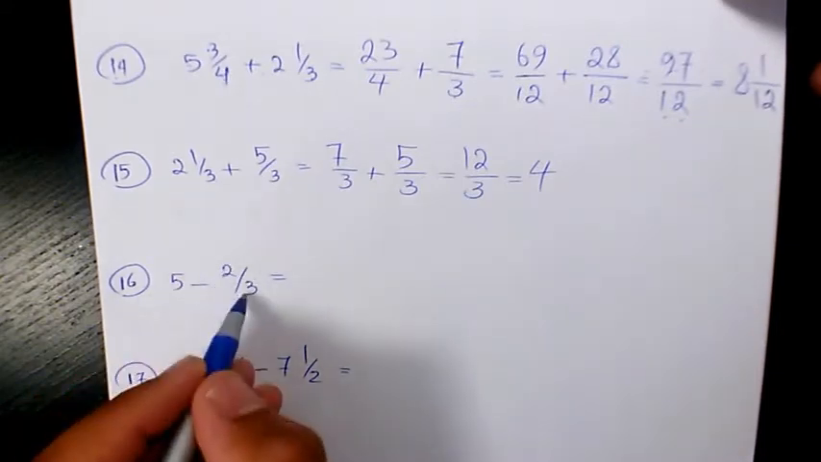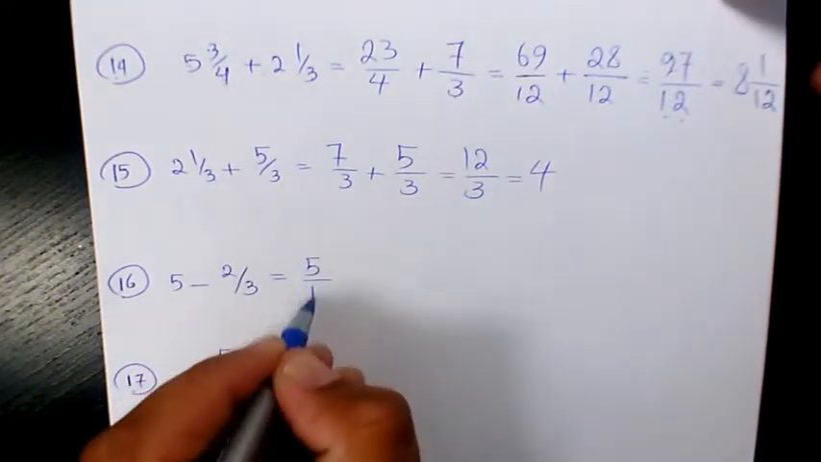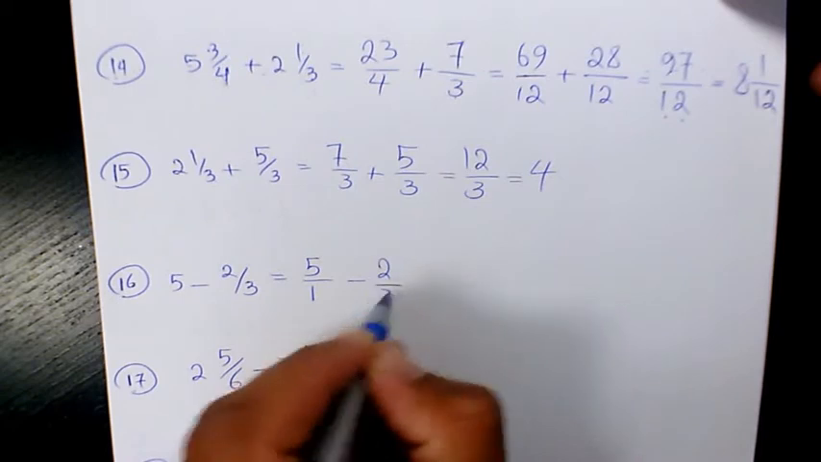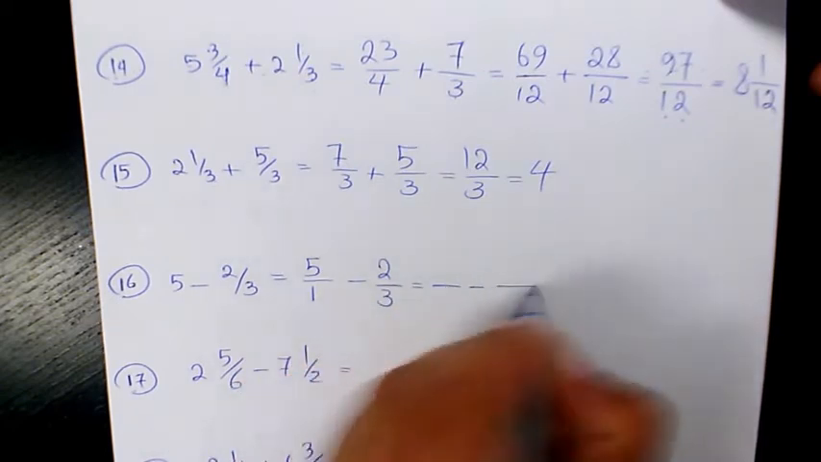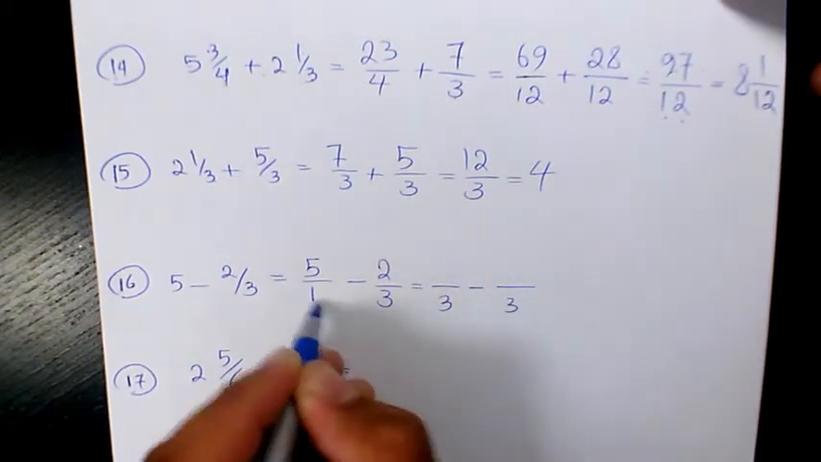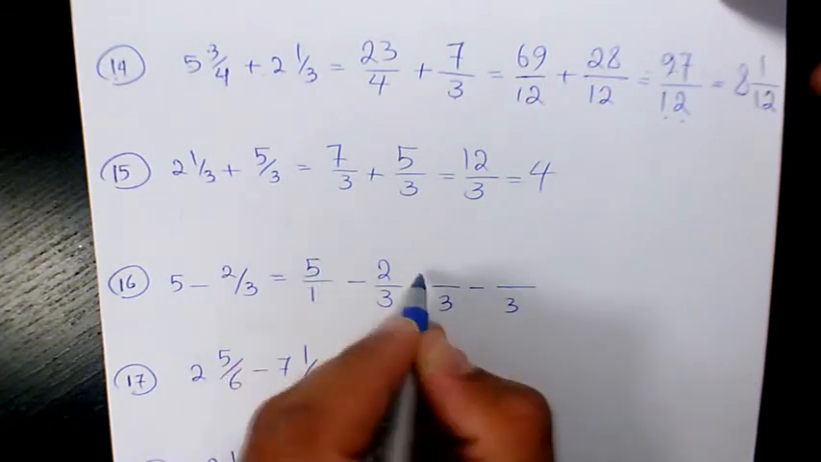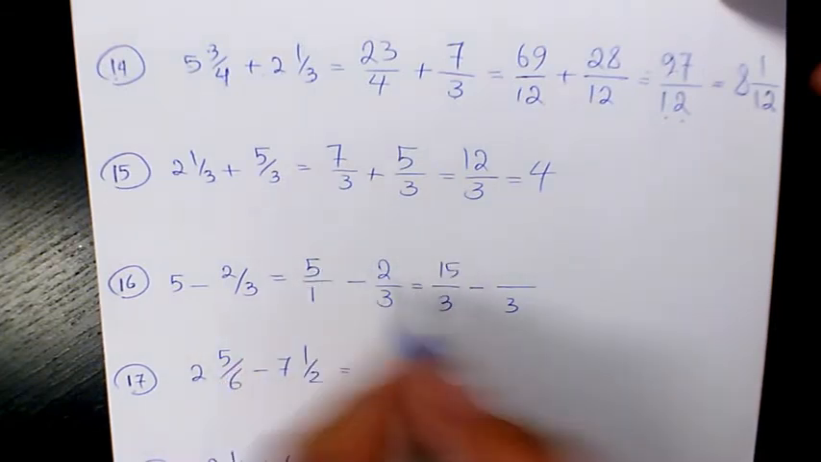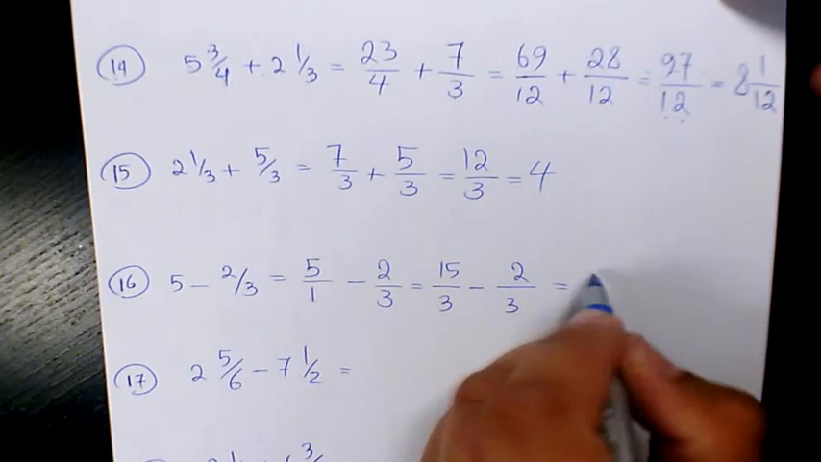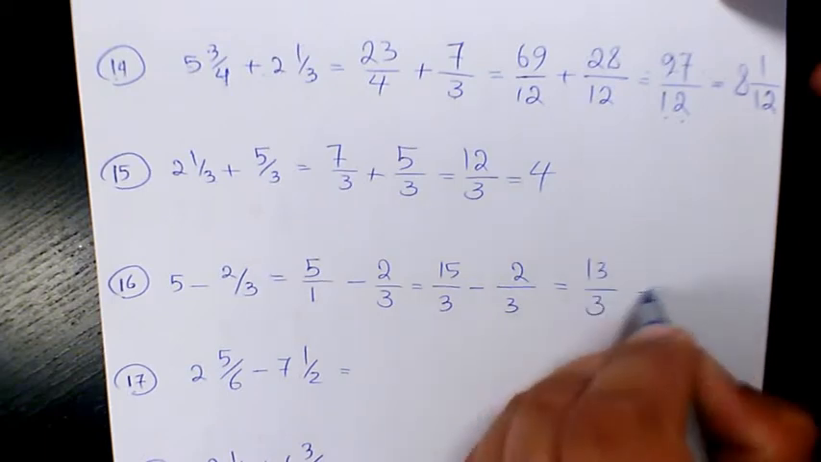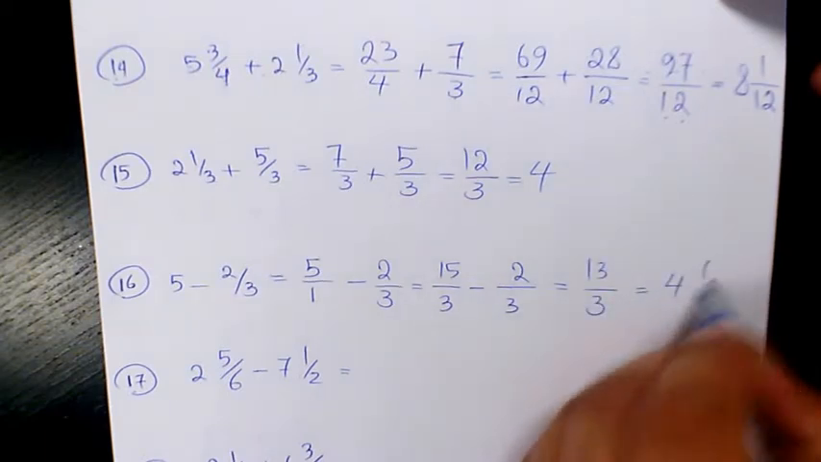5 minus 2 over 3, which is the same as 5 over 1 minus 2 over 3. Common denominator, 3 and 3. 1 times 3 is 3. 5 times 3, 15. We keep the same thing over there. 15 minus 2, 13 over 3. That's going to be 4 1/3.